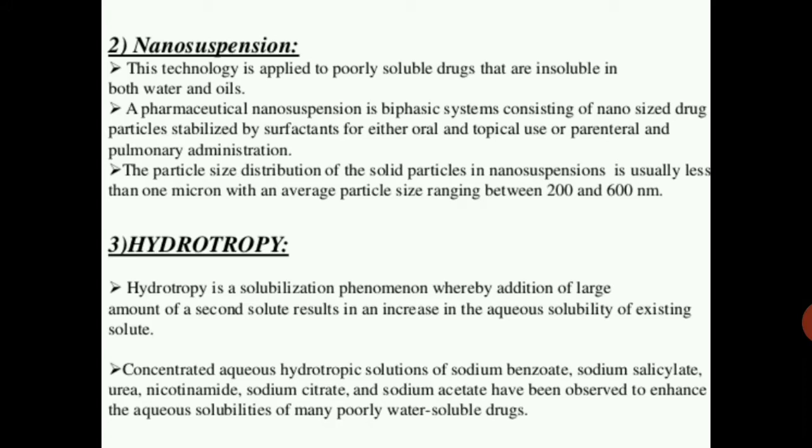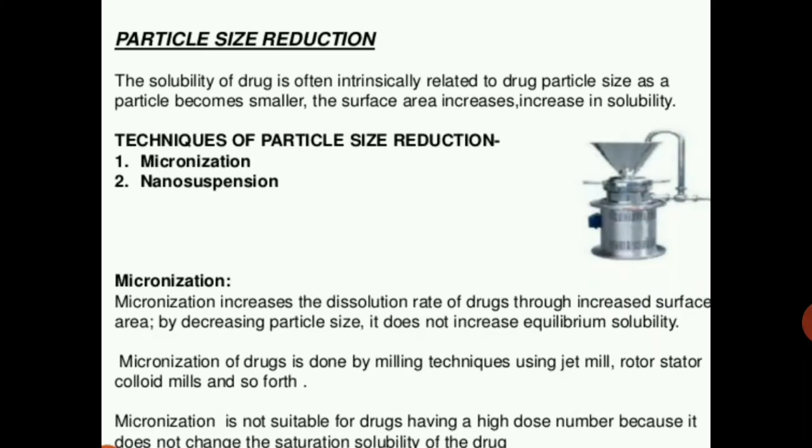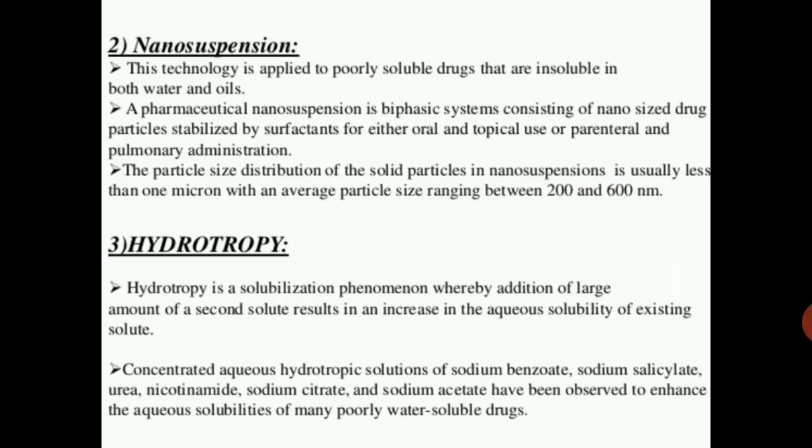The next one is modification of the crystal habit. Polymorphism is the ability of an element or compound to crystallize in more than one crystalline form. The different polymorphs of a drug are chemically identical, but they exhibit different physicochemical properties, including solubility, melting point, density, texture, stability, etc. Broadly, polymorphs can be classified as enantiotropes and monotropes based on thermodynamic properties.